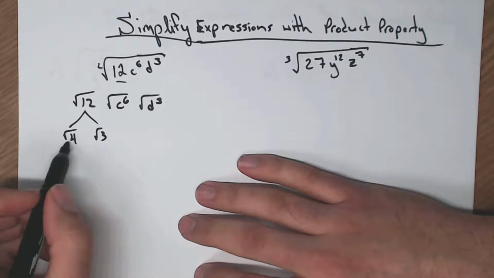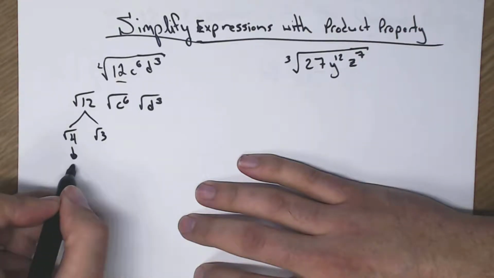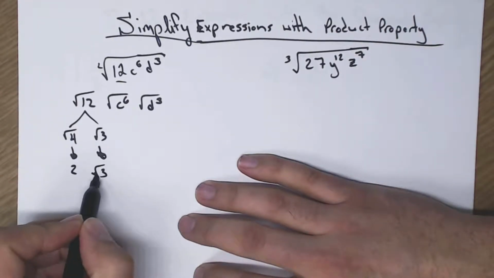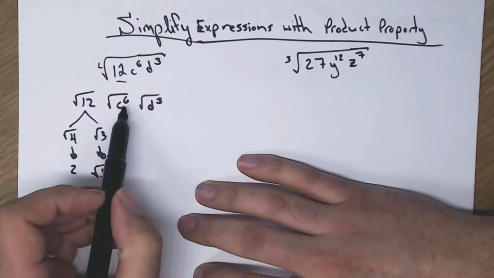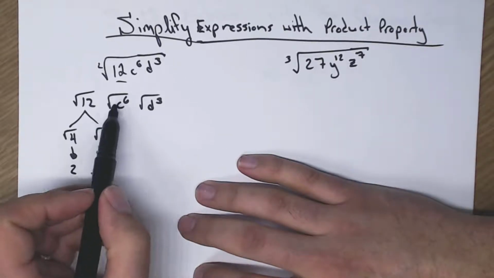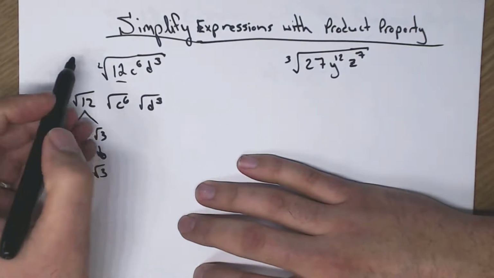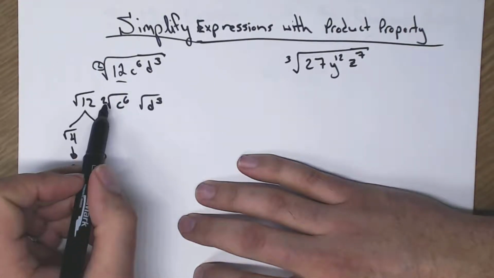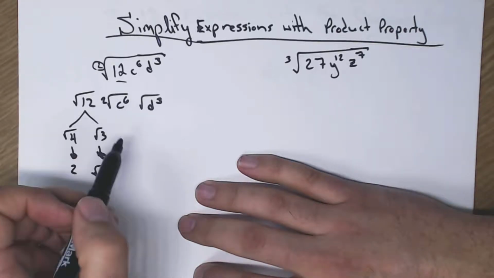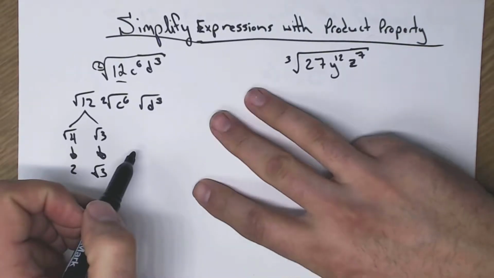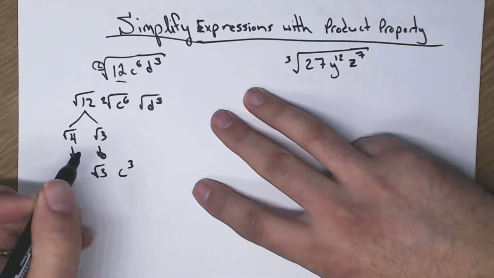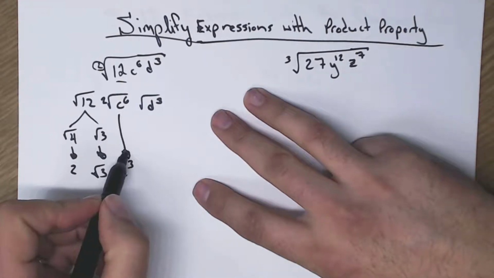Hopefully at this point we know what the square root of 4 is. That's a regular old 2. Square root of 3 doesn't simplify any further, so I'm just going to leave that as the square root of 3. C to the 6th power. We can take the square root of that one. It's a square root. We don't typically write it, but there is assumed to be a 2 out there. How many times does 2 go into 6? Well, that's 3 times evenly. So this ends up being c cubed from that c to the 6th.